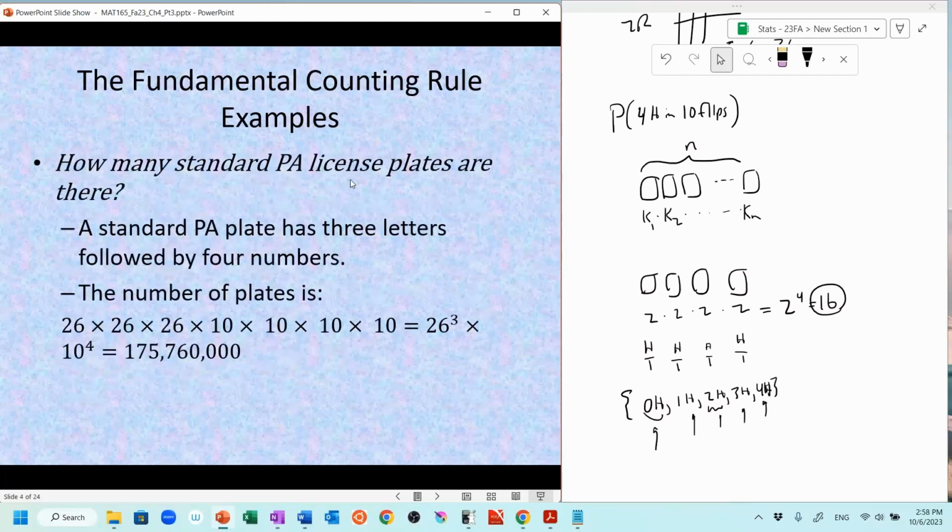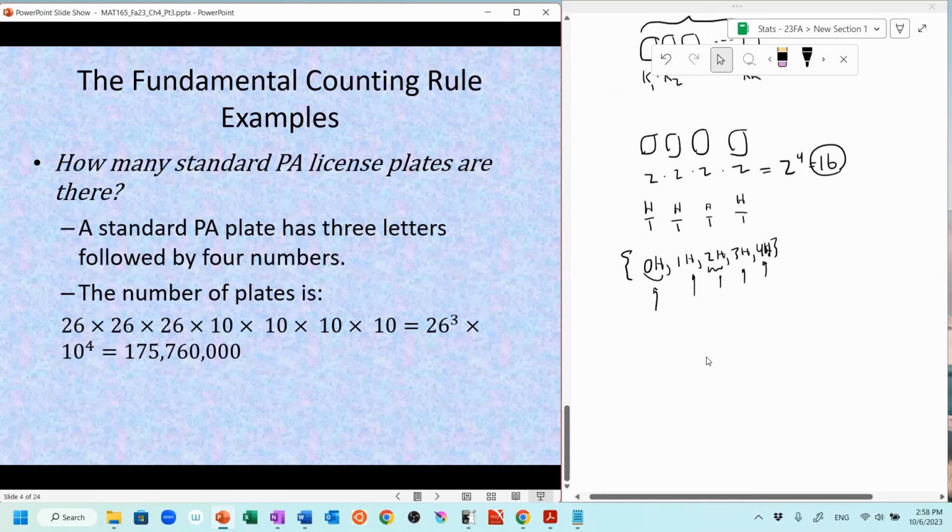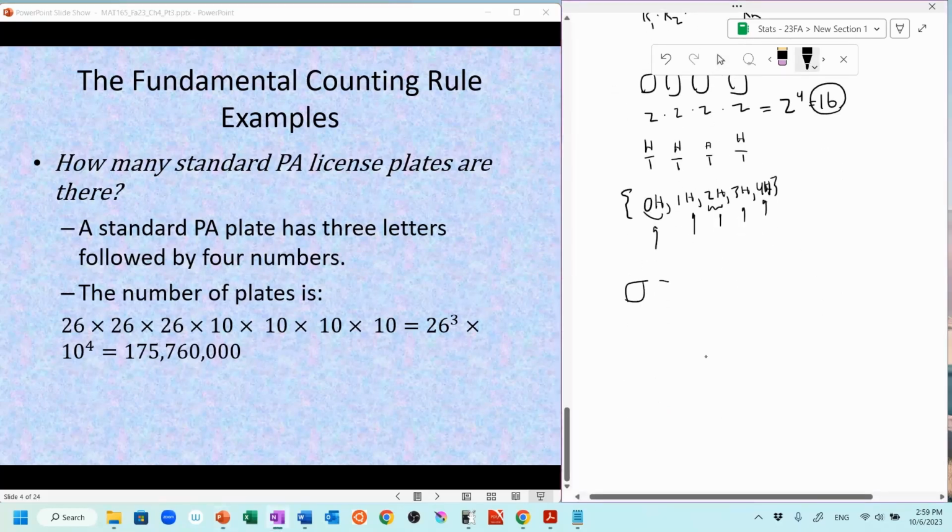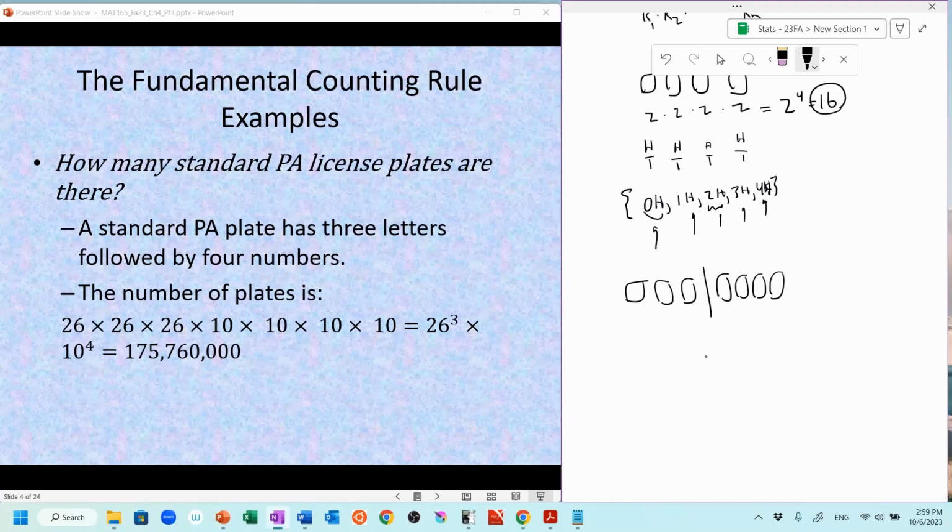Okay, how many standard Pennsylvania license plates are there? A standard Pennsylvania license plate has 3 letters followed by 4 numbers. And note that in a situation like this, I can reuse letters, right? AAA1111 is a valid license plate. It's not like once I've assigned A, I can't assign it to any of the other slots. So I have 26 choices for the first slot, 26 and 26 for the second and the third, and then the numbers 0 through 9, so 10, 10, 10, 10. And this is where I get this 26 cubed times 10 to the 4th, or around 176 million.